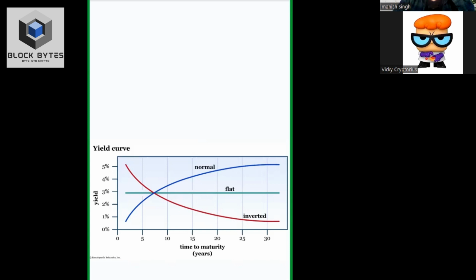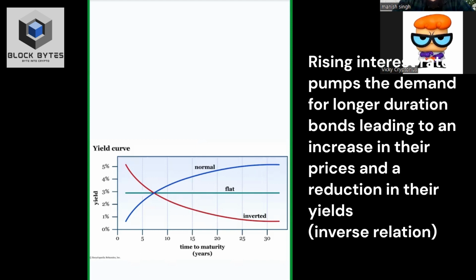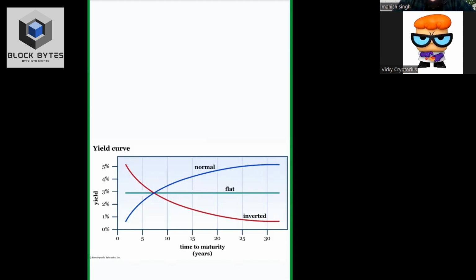Because of this, the demand for longer duration bonds increases. Makes sense. And when the demand for longer duration bonds increases, the price of those bonds increases, which brings down the yield. Right. Okay. That makes sense. Basic demand and supply kicks in.